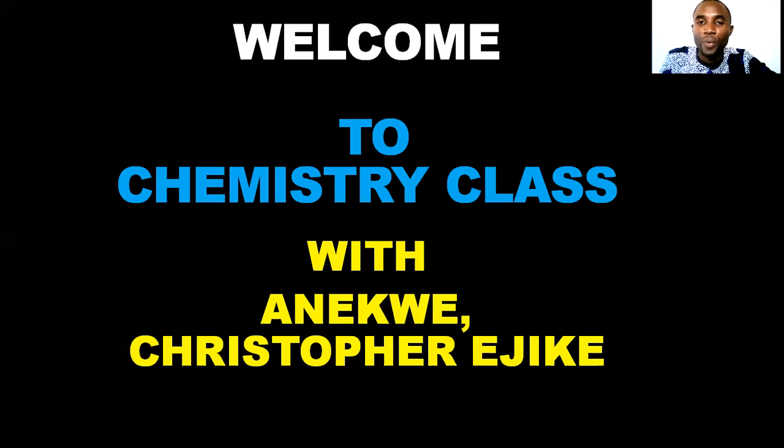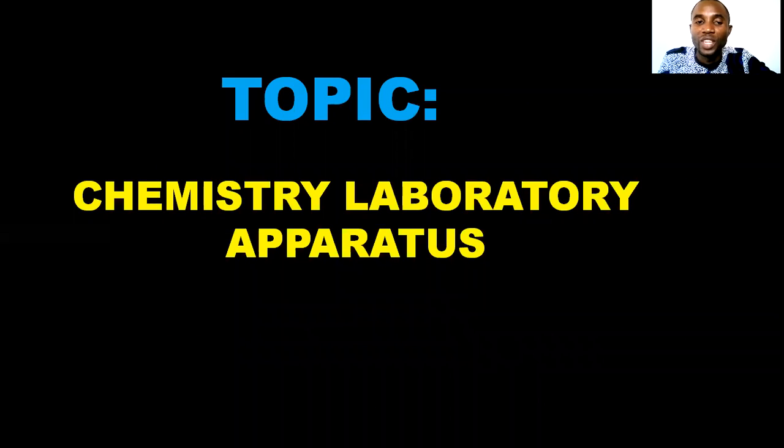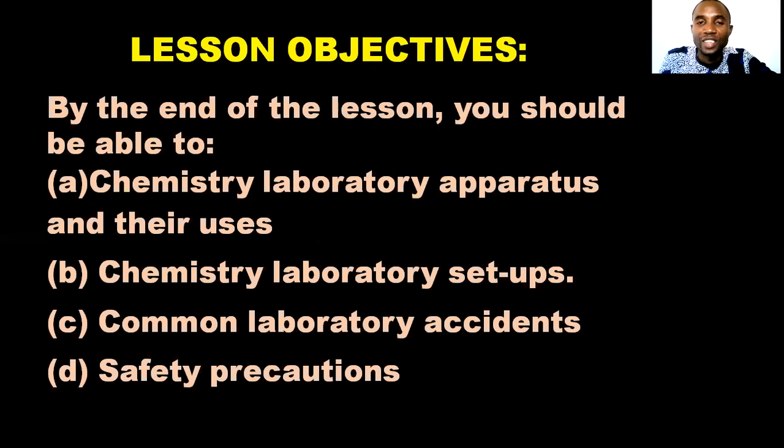All right, let's look at the topic for this video. The topic is chemistry laboratory apparatus. We want to know the chemistry apparatus, and it's expected that by the end of this class, you should be able to list the chemistry laboratory apparatus and their uses. Next, you should be able to list the chemistry laboratory setups.